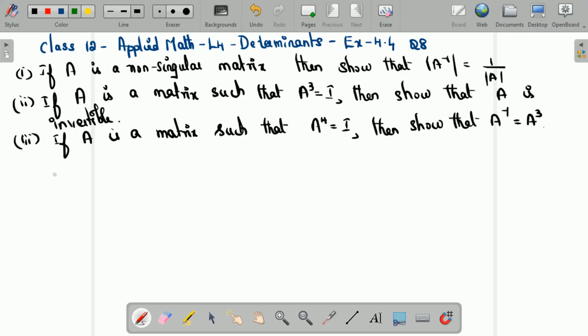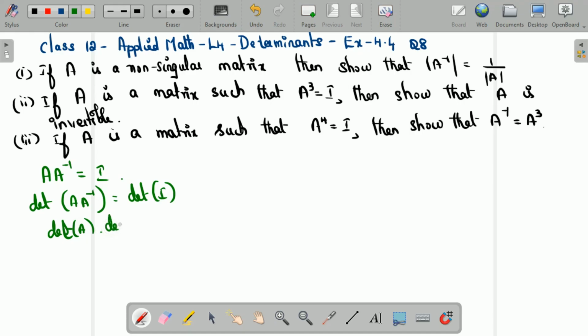So first we know the basic property A into A inverse is equal to I, where I is the identity matrix, which means determinant of A into A inverse is equal to determinant of I. So now I can break it as determinant of A into determinant of A inverse is equal to determinant of I, which is nothing but 1, because I is the identity matrix, its value will be equal to 1.